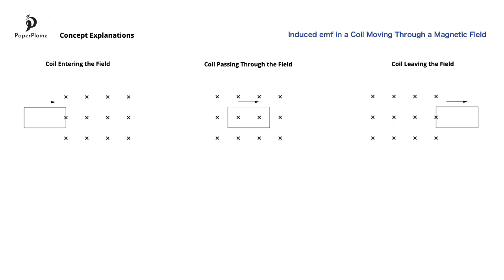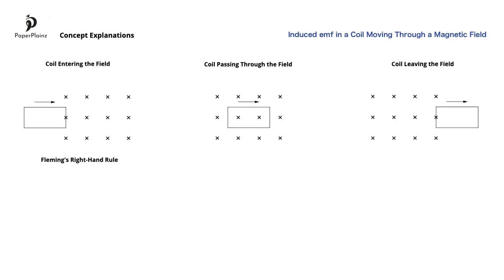Let's see what happens as the coil starts entering the field. Here, we can take two different approaches. First, let's use Fleming's right-hand rule. If you would like to refresh how this rule works, feel free to watch video 11.1.1 titled Induced Electromotive Force.